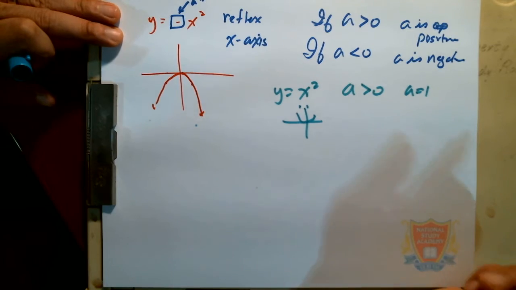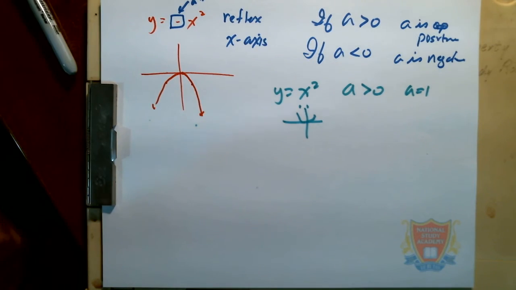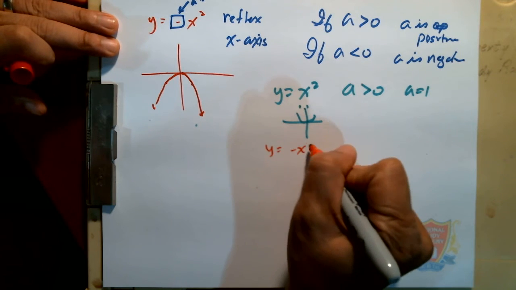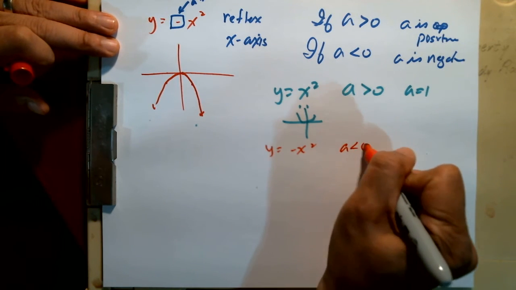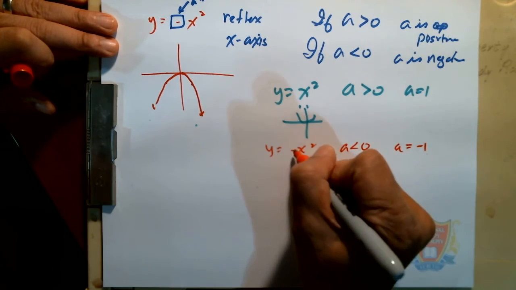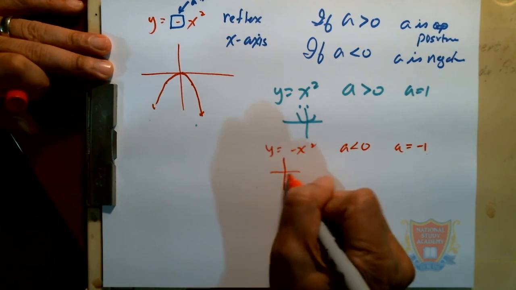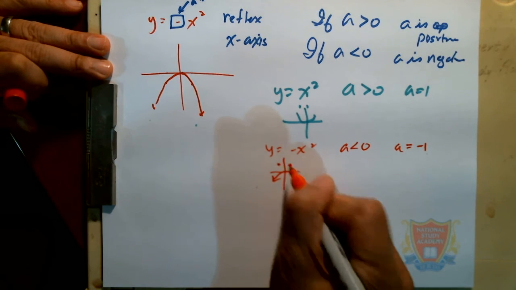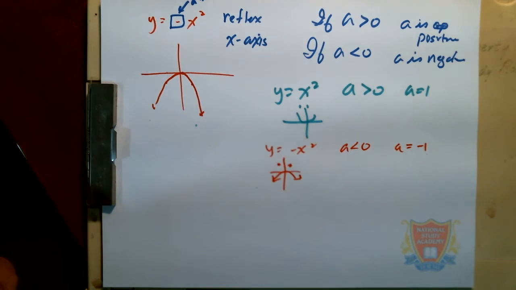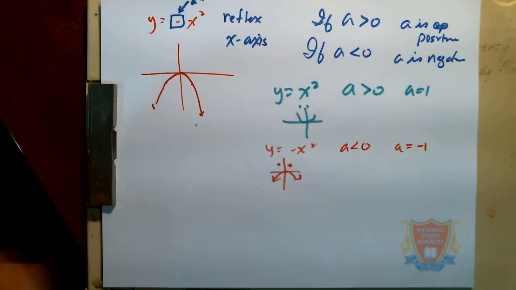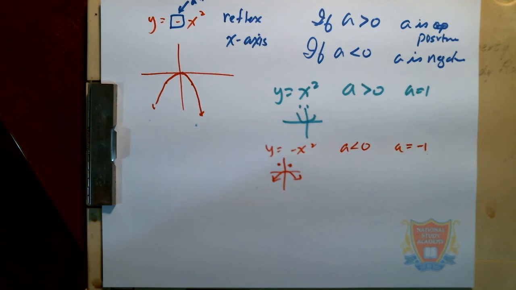We like positive things. Let's try y equals negative x squared. A is less than 0. It's negative. In fact, a is negative 1 in our case. It's going to look like a frowny face. You don't like negative things, so it goes upside down. If a is negative, it flips; if the coefficient is positive, it doesn't. Okay? So that's how that works.